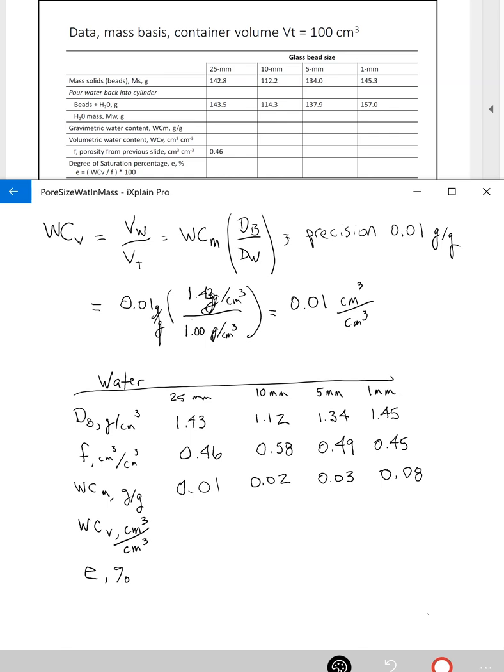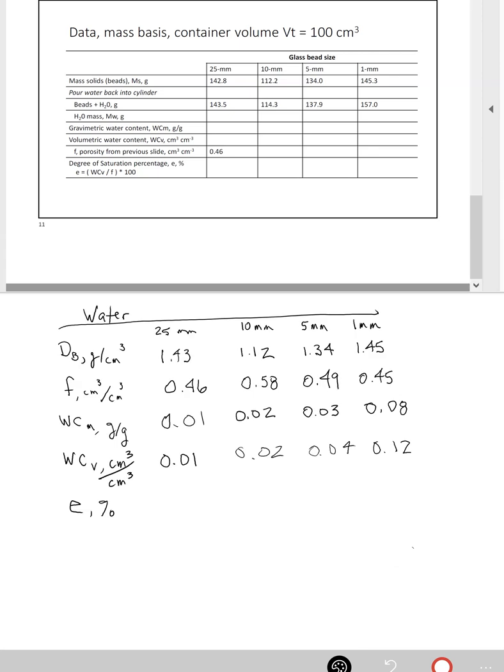Now you do the others. We'll come back and check with you in a moment. Check your values there for your water content by volume.